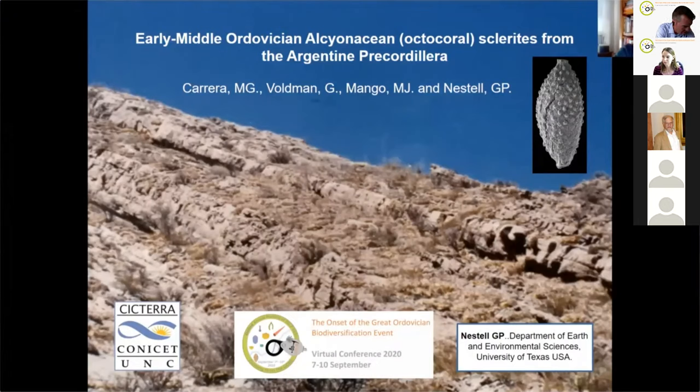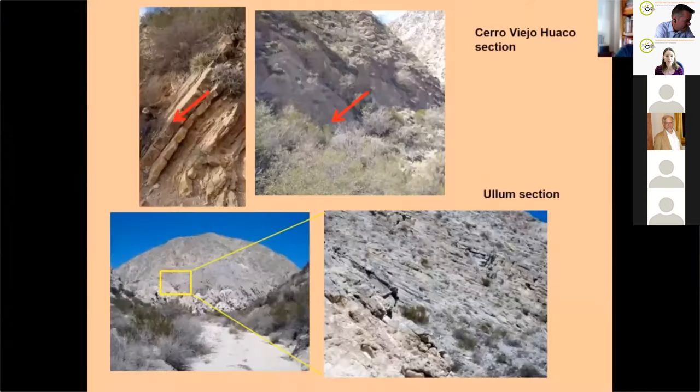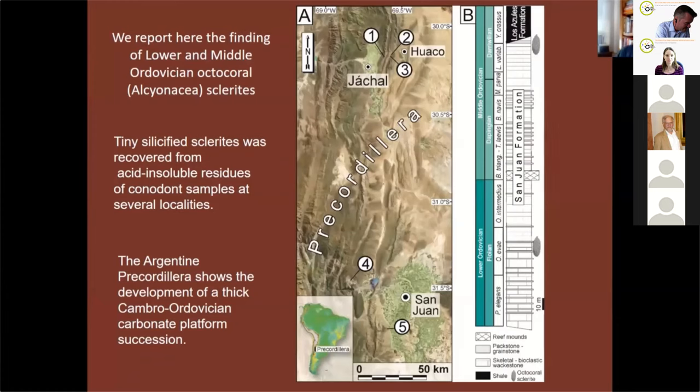Well, my talk deals with a particular group, the octocorals, which have very few fossil records, mainly in the Paleozoic. We are reporting here the finding of lower and middle Ordovician Alcyonacean sclerites, which are tiny silicified elements recorded from acid insoluble residues of conodont samples in the Argentine Precordillera, in the San Juan limestones of western Argentina.